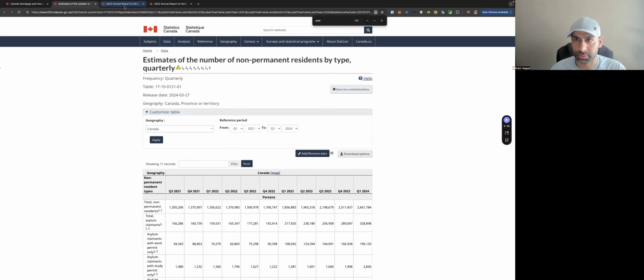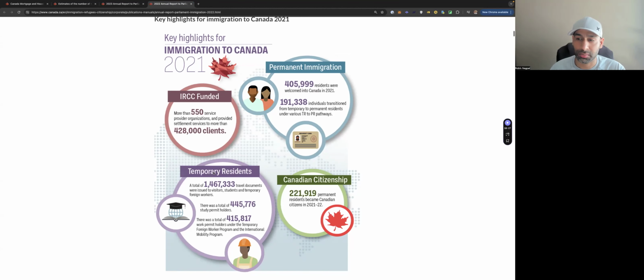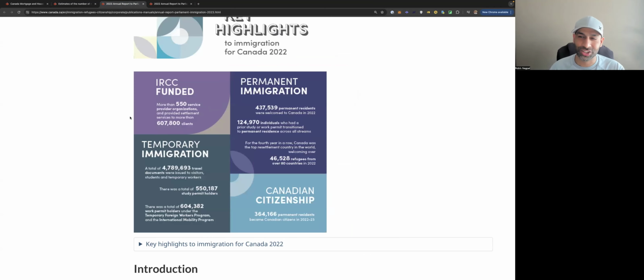And then if we see other reports, how many permanent residents did the government bring in? It was close to 400K in 2021, and a total of 1.5 million travel documents were issued, which includes visitor visas, study permits, and temporary foreign workers. In 2022, 4.7 million, close to 5 million travel documents were issued. We have seen extreme growth in 2023, but that report is not out there. I'm not sure what the government is doing, but anyway, let's share these numbers.